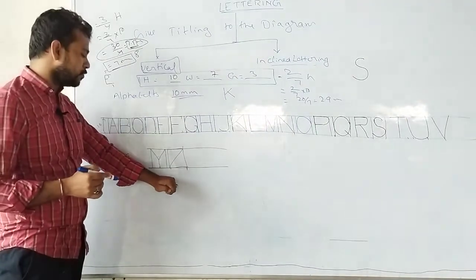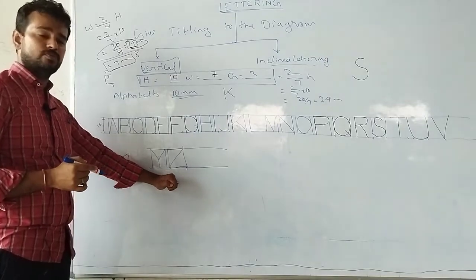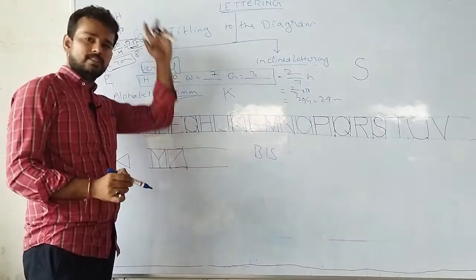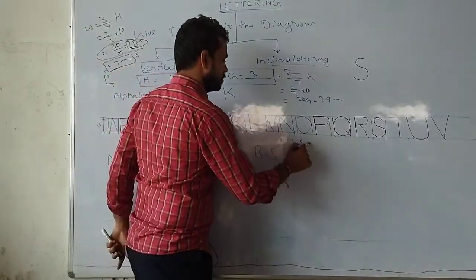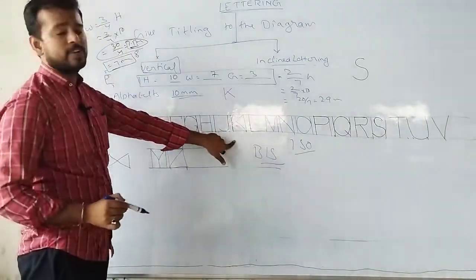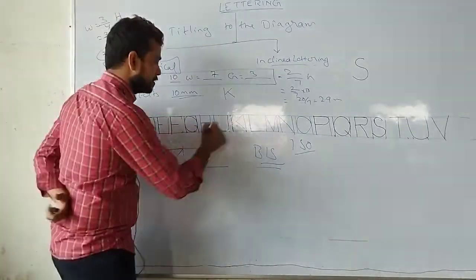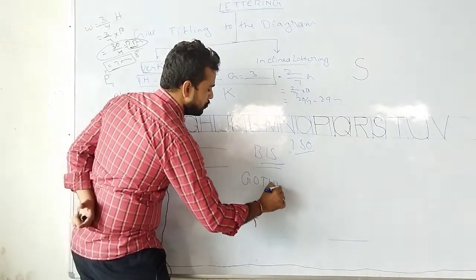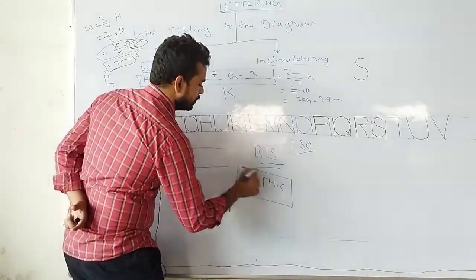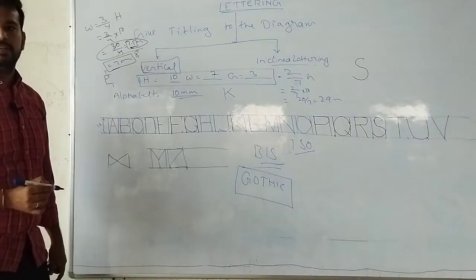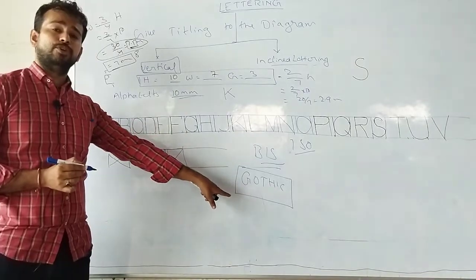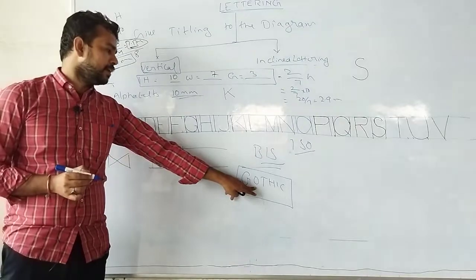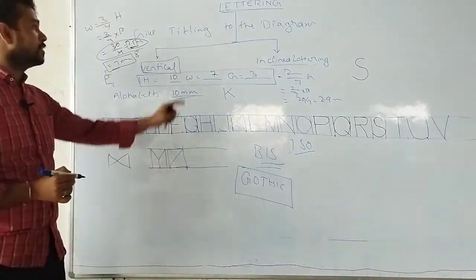Sir, who gave me this lettering? Why should we draw it like this? Who proposed this? This was proposed by BIS, the Bureau of Indian Standards. Sir, is there any specific type name for this lettering? Yes. This type of lettering is known as Gothic. Very, very important. In examination you can expect a question on which type of lettering we use in drawing: Times New Roman, Calibri, or Gothic. This is about lettering.